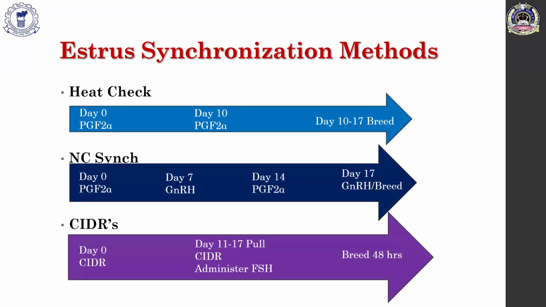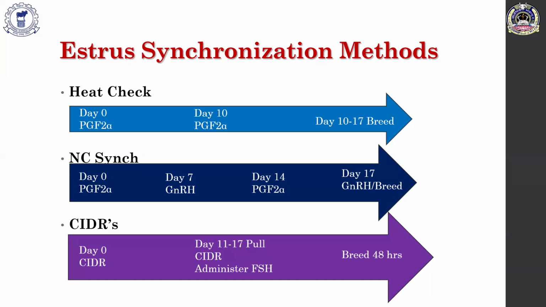When we talk about the NC sync, the same happens at day 0, but at the 7th day we have to give the injection of GnRH, gonadotropin releasing hormone, and at the 14th day we have to repeat the day 0 dose, and at the 17th the animal is ready to breed, or if required we can again give the GnRH.